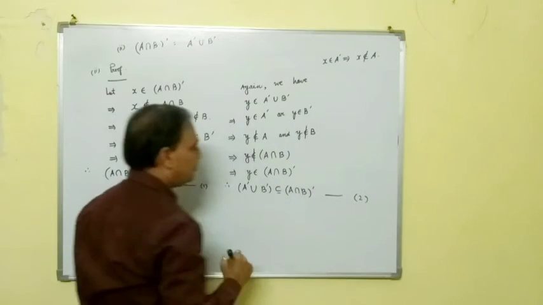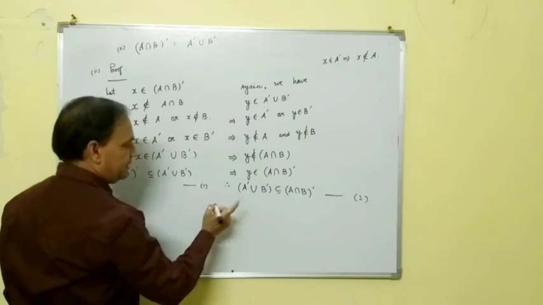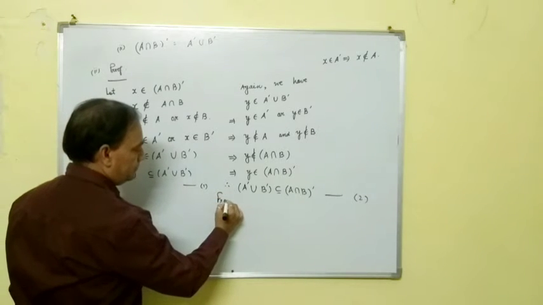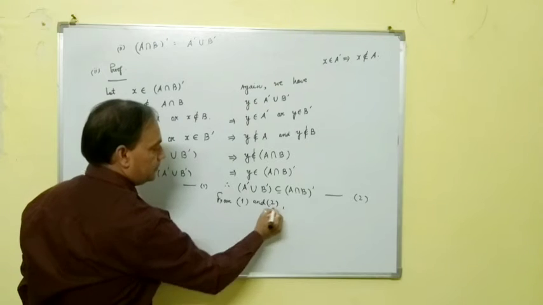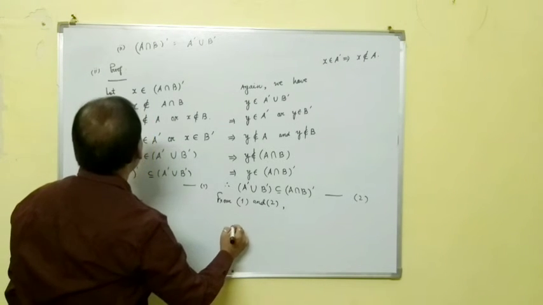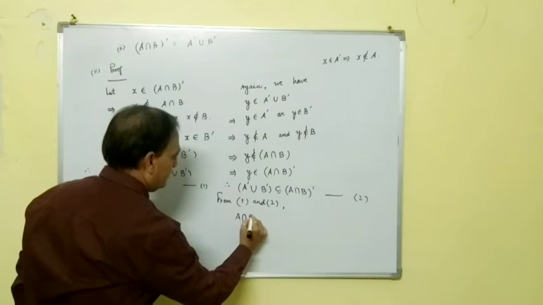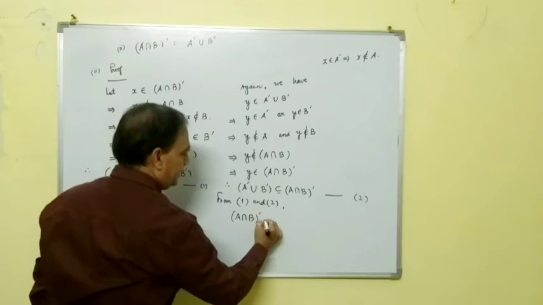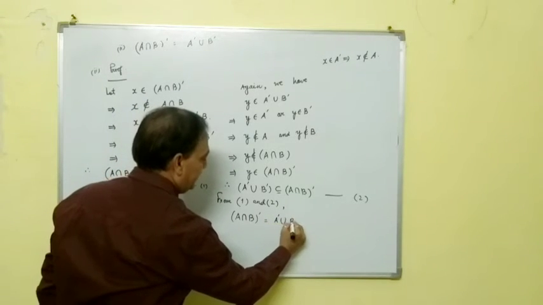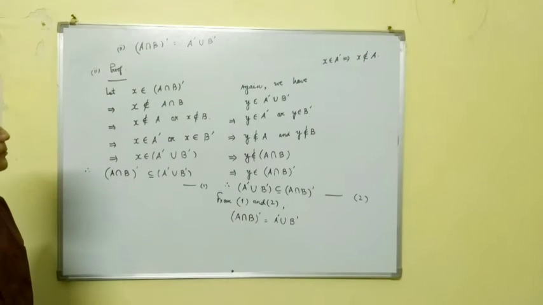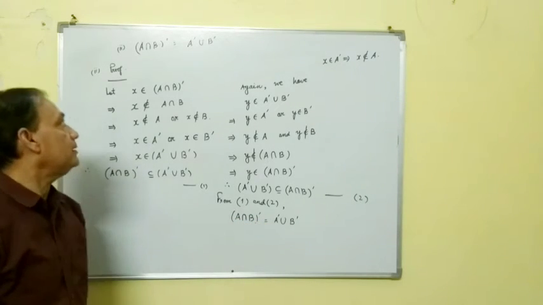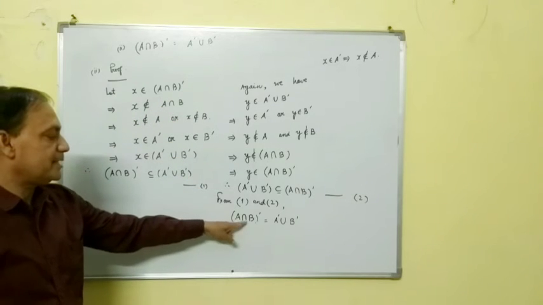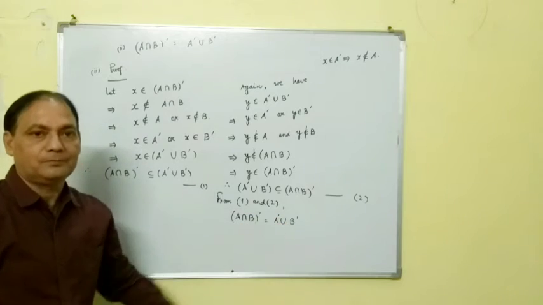From 1 and 2, we conclude that the complement of A intersection B is equal to A complement union B complement. Intersection becomes union, and union becomes intersection. This is the rule.